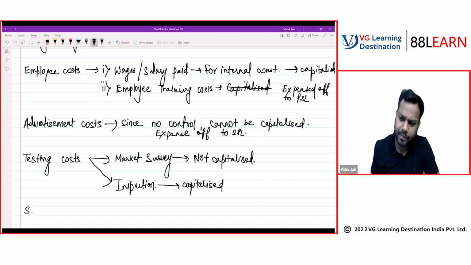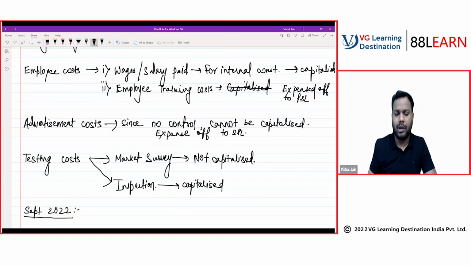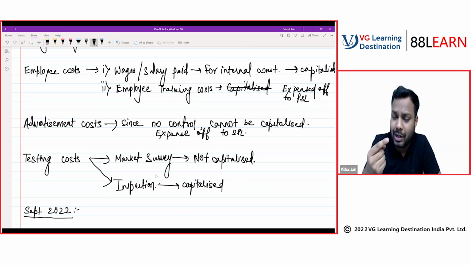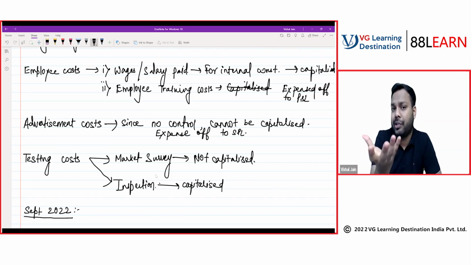Now, what has happened from September 2022, a change has come up. The change says that whenever you are doing any test run, let's suppose there is a factory and you purchase new machinery and do the test run. When you do the test run, the products are manufactured. Definitely you will not throw away these products, right? You will sell these products and generate revenue. Tell me, yes or no?